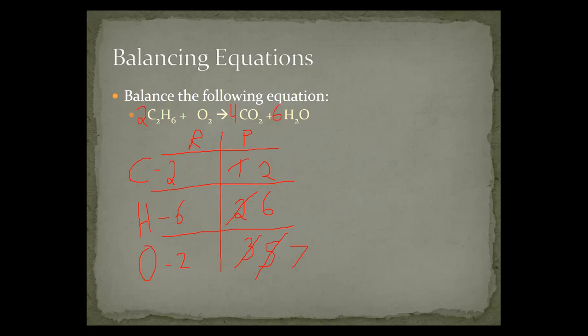And now once we've done this, let's recount our atoms. On the reactant side, I've got 2 times 2 carbons. So how many total carbons do I have now? 4. 2 times 6 hydrogens now gives me 12 hydrogens. I'm going to leave oxygen by itself because I didn't change that one.